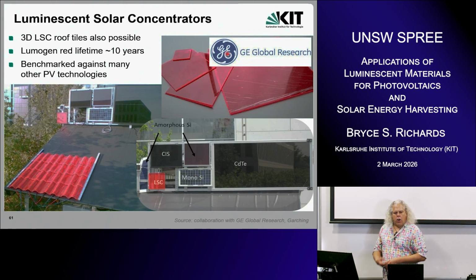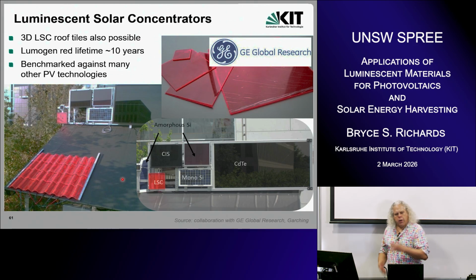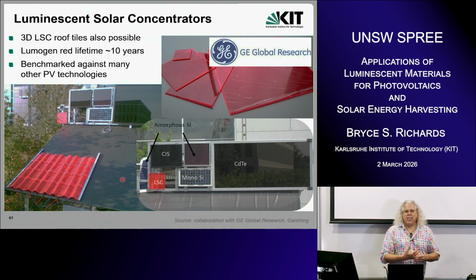Some of this work carried on in a collaboration with GE Global Research, who used to have a lab near Munich. And they were interested in making 3D roof tiles. You see them there. It's like corrugated iron sheeting, but made out of PMMA with this luminescent solar concentrator technology. And there we were looking at the lifetime of these materials. And indeed, this red Lumigen dye is expected to last about 10 years in the field. Many of the other dyes are lasting significantly less. So that's a challenge there.